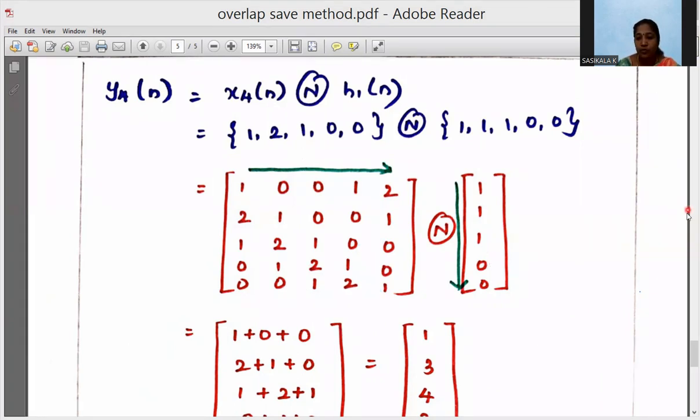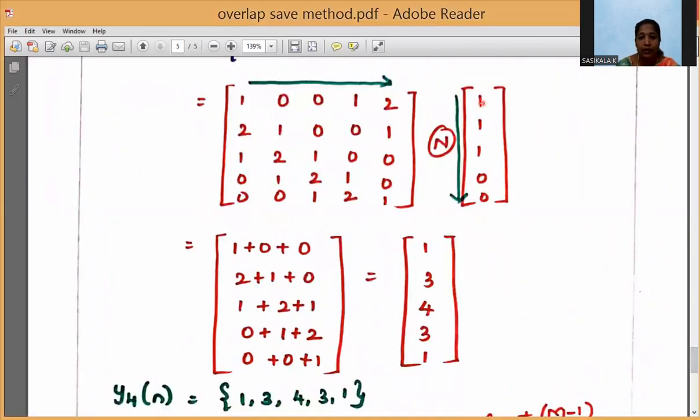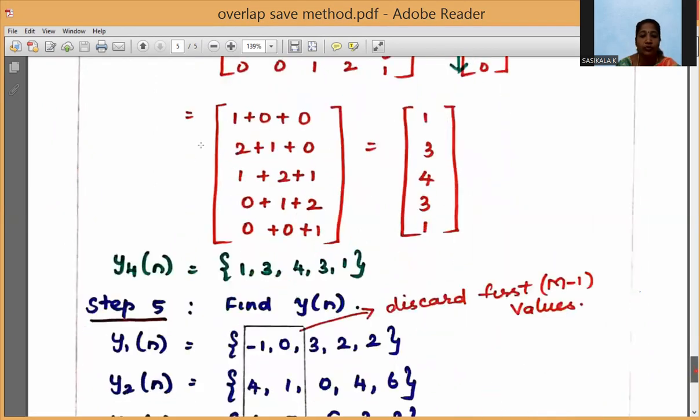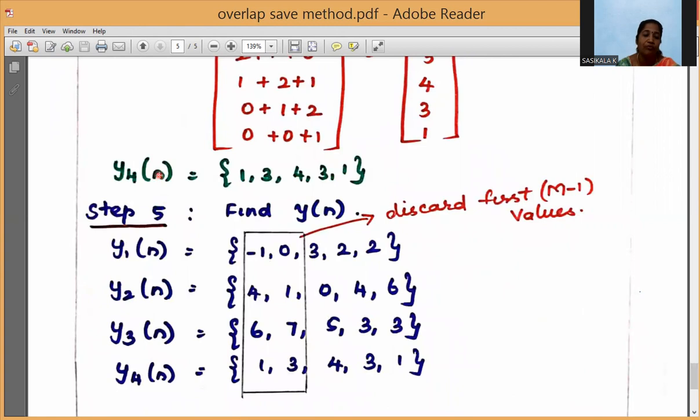And 1, 1, 1, 0, 0. Multiply. So 1 into 1 plus 0 into 1 plus 0 into 1. Second row, 2 into 1 plus 1 into 1 plus 0 into 1. Third row, 1 into 1 plus 2 into 1 plus 1 into 1. Fourth row, 0 into 1 plus 1 into 1 plus 2 into 1. And fifth row, 0 into 1 plus 0 into 1 plus 1 into 1. So we have got 1, 3, 4, 3, 1 to be y4 of n.